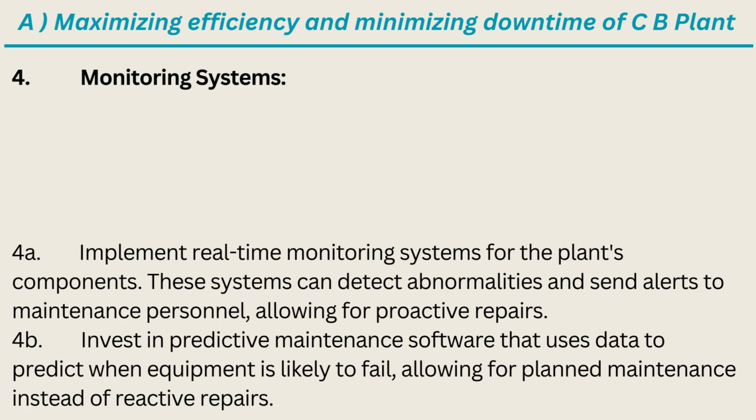4. Monitoring systems. 4A. Implement real-time monitoring systems for the plant's components. These systems can detect abnormalities and send alerts to maintenance personnel, allowing for proactive repairs. 4B. Invest in predictive maintenance software that uses data to predict when equipment is likely to fail, allowing for planned maintenance instead of reactive repairs.